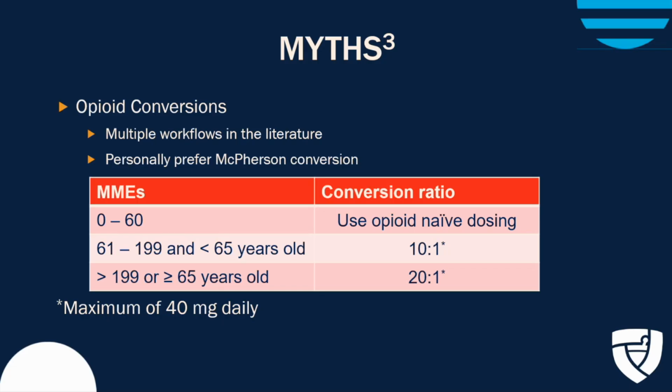In her book, Lynn McPherson recommends the following opioid conversions, where you first look at the number of milligram morphine equivalents and then utilize a conversion ratio from there, also taking into account the patient's age. Please note that the maximum dose she recommends is 40 milligrams daily to convert any patient on any levels of MMEs to methadone. This is based off of literature showing that patients generally do not need extended higher doses of methadone for pain relief, even if they're on very, very high milligram morphine equivalents.